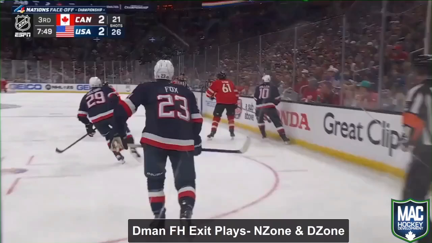Creating forehand exit plays as a defenseman is crucial. Let's first look at this skill demonstrated at the NHL level during the final of the Four Nations tournament.